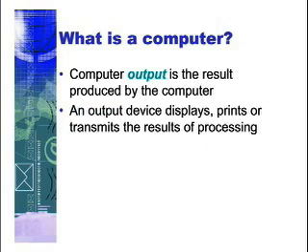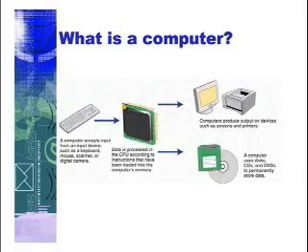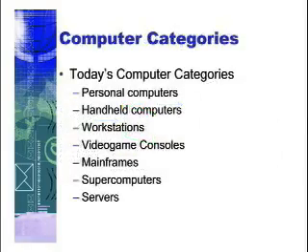Output is the result produced by a computer. Some examples of computer output include reports, documents, music, graphs, and pictures. An output device displays, prints, or transmits the results of the processing. To reflect today's computer technology, the following categories may be more appropriate in their descriptions: personal computers, handheld computers, workstations, video game consoles, mainframes, supercomputers, and servers.